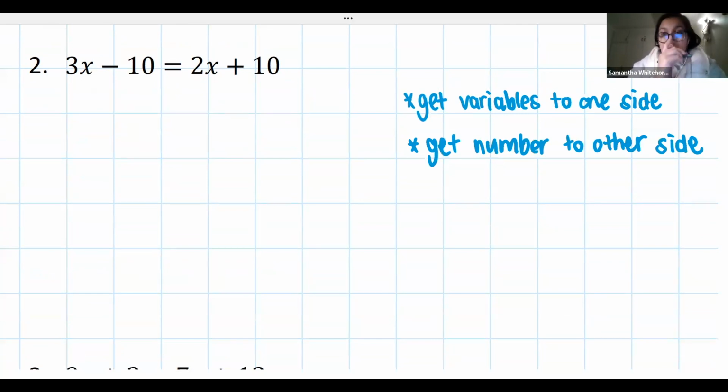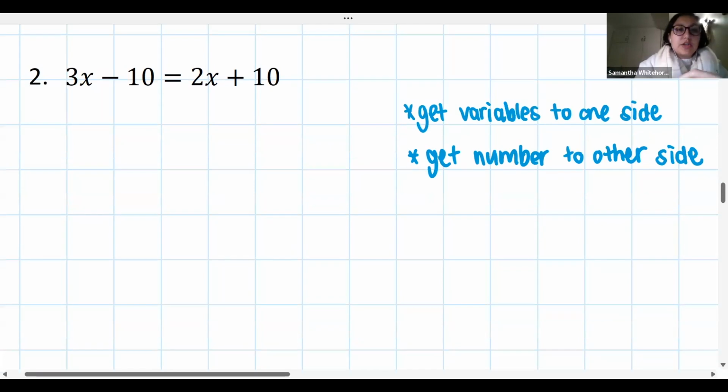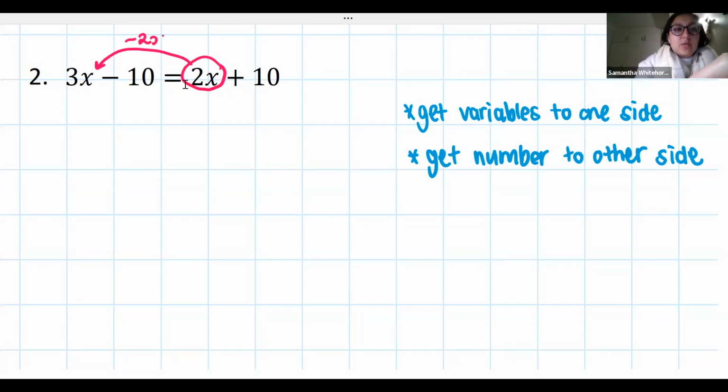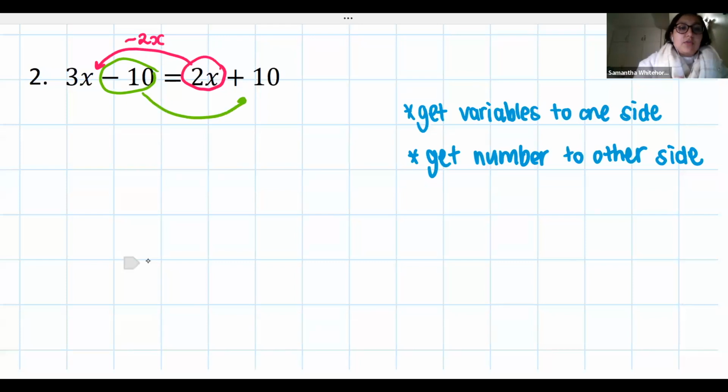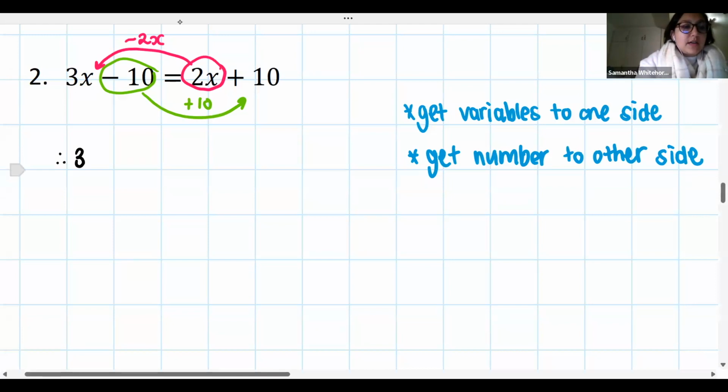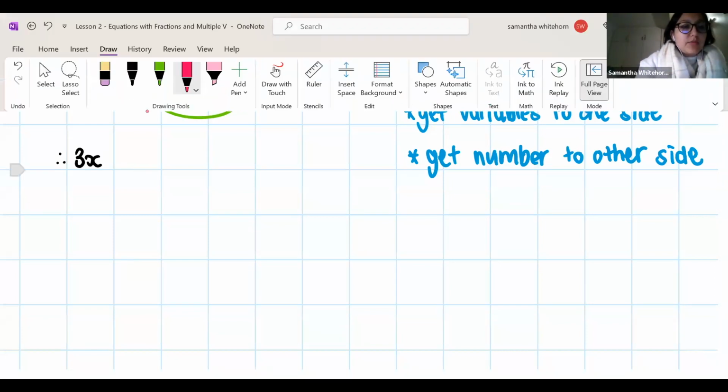And this is again where our inverse operations become really important. So if we look at this question 2, the first thing that I see is I want to get this positive 2x over to join 3x. I need to use my inverse operations, which means it will become minus 2x because it's moving over the equal sign. The next thing that I want to happen is I want to get this negative 10 over to the right-hand side. And again, because I have to use inverse operations in order to move terms over the equal sign, I'm going to add 10. So what I end up having is on the left-hand side, 3x minus 2x because I've brought it over. And then on the right-hand side, I've got 10 plus 10 because I brought the negative 10 over.